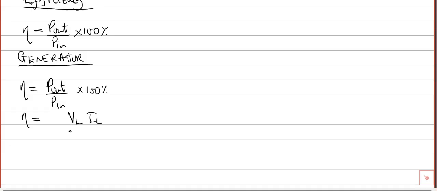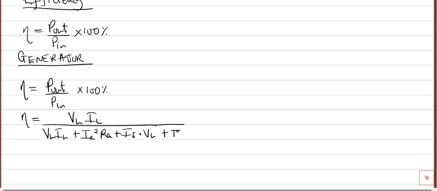VLIL all over VLIL plus IA squared RA plus I shunt VL plus IAO times VL, all of this times 100%. Now please be aware that the standard says the expression at the top is always output, the one at the bottom is always input.